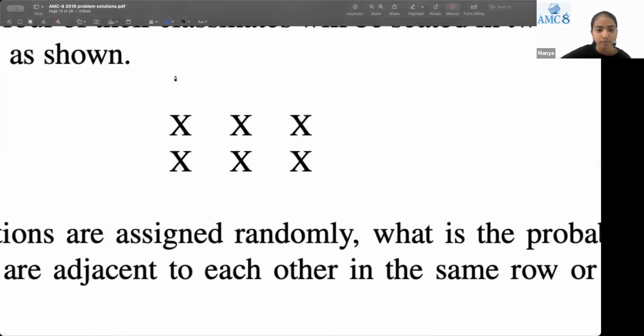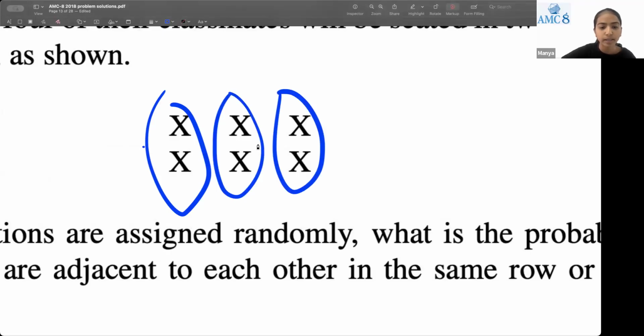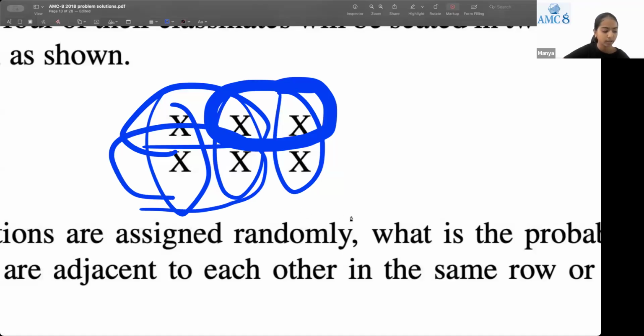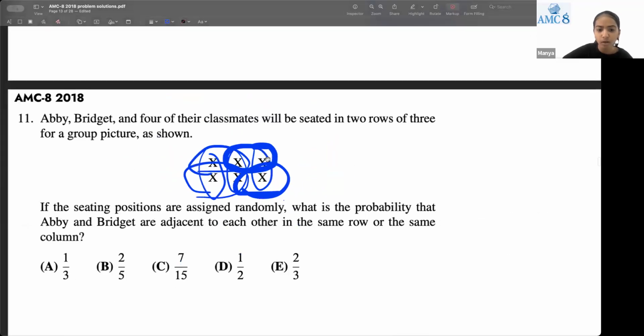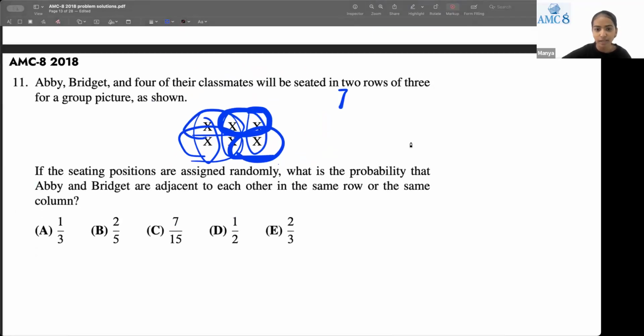So Abby and Bridget can be over here. They can be over here since they can be in the same row or the same column. And they can be over here. They can be like that. They can be like that. They can be like that. And they can be like that. So they have many different possibilities. So they have 7 possibilities like that. So 1, 2, 3, 4, then it's gonna be 5, 6, 7. So there's gonna be 7 possibilities like that.